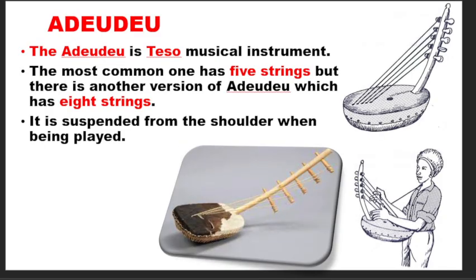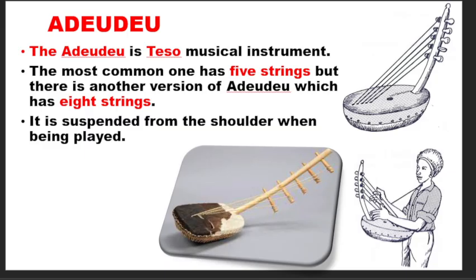Then let's look again at the adeudeu. We say it is a harp from the Teso community, where we said it has a large resonator bowl made from a gourd or a hollowed drum-like structure. The wooden frame juts out from the bowl and widens towards the top. So you can see how it is connected.